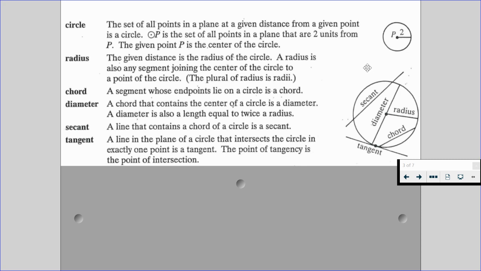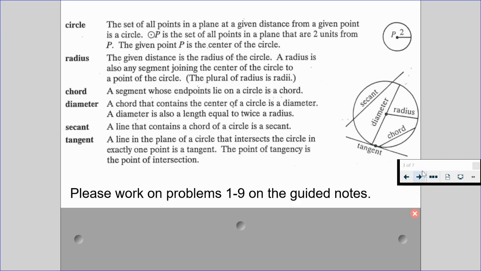And we have a good diagram of this over on the right hand side. You can see we have the radius coming out from the center, the diameter going through the center of our circle as well. We have a chord where both of its endpoints are on the circle. So we create what looks to be an arc, and we'll get there soon enough. We have a secant that goes through the circle, and we have a tangent, which is touching the circle only once, so the point of tangency only occurs once. With this, please try out problems 1 through 9 on the guided notes and resume when you're ready to move forward.